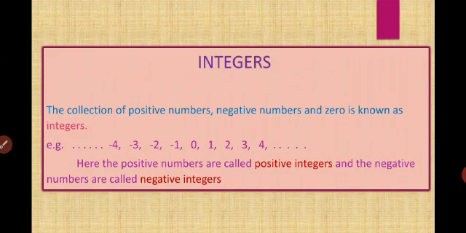Now here you can say that integers are actually the whole numbers with their negatives. Whole numbers start from 0. So the whole numbers and the negatives together form integers. The collection of positive numbers, negative numbers and 0 together are known as integers. Here the positive numbers are called positive integers and the negative numbers are called negative integers.